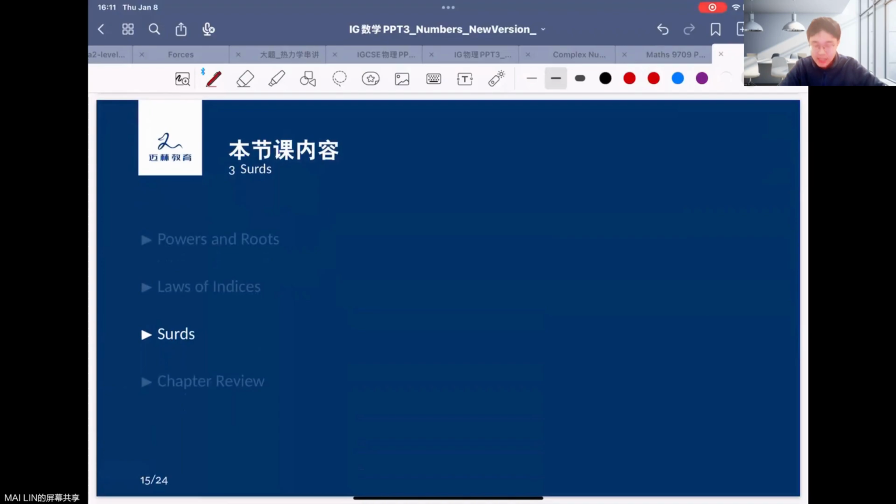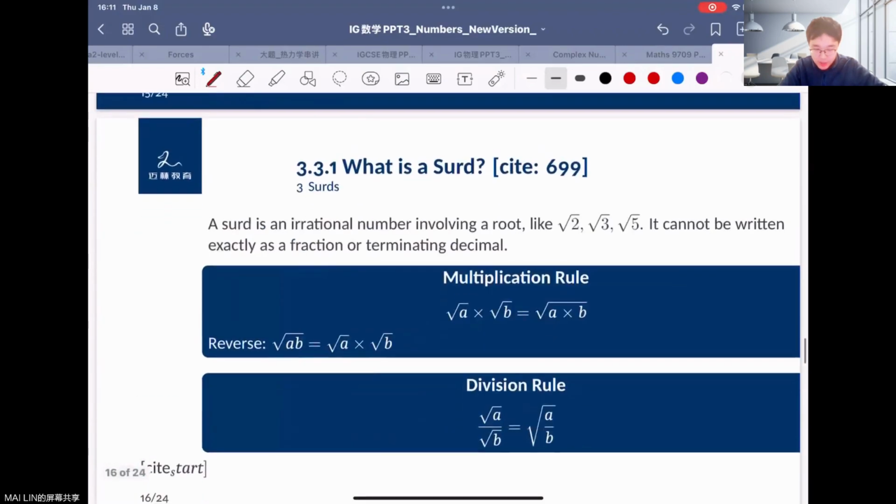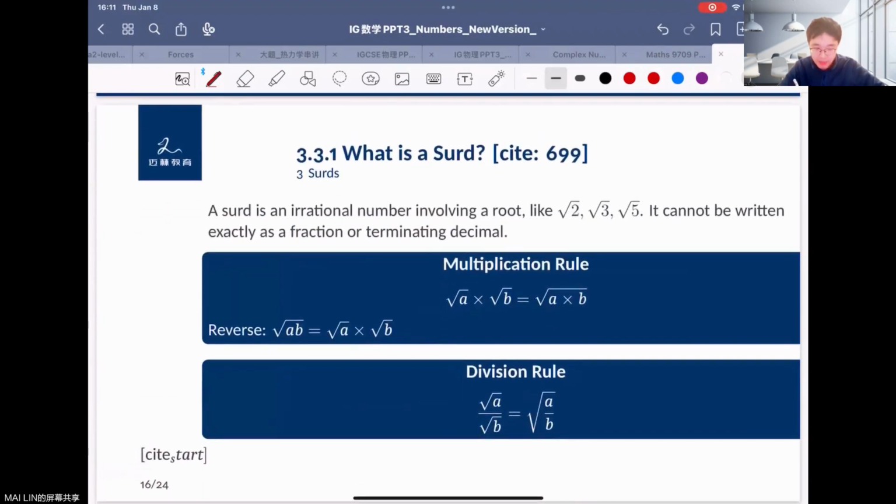Okay, so the next part is about surds. Okay, so what are surds? We can say surds are irrational numbers, like here we have square root 2, square root 3, and square root 5. Okay. And we knew this exactly in the first lesson of our series, right? And here we may have to make an operation between two surds.